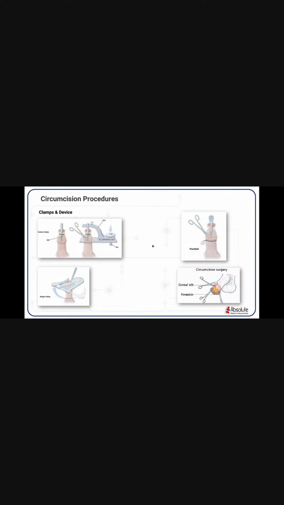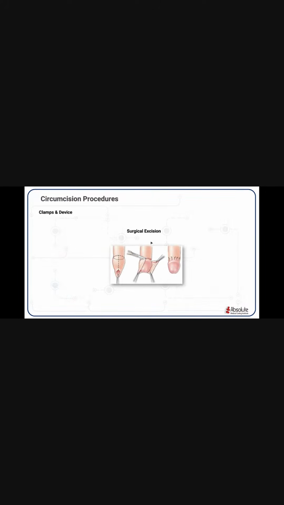And we also have another method, that is surgical excision, the second technique. In surgical excision, this is a completely different approach, and here the procedure is actually performed manually using instruments such as a scalpel or surgical scissors rather than relying on a clamp or device. This method is often referred to as a free hand or a sleeve technique, where the foreskin is carefully cut, removed, and the area is sutured.